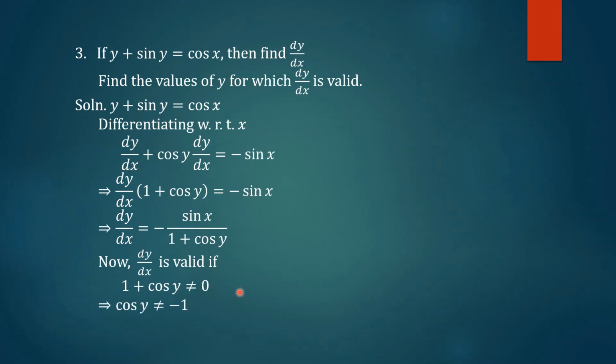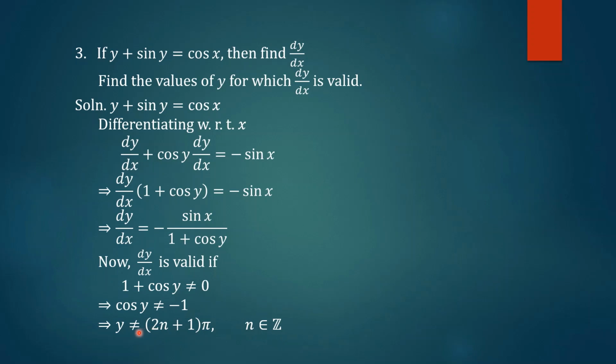From your first year trigonometry section, we have the general solutions for cos theta equal to 1, cos theta equal to minus 1, and cos theta equal to 0. For cos y equal to minus 1, the result was (2n plus 1) times pi. But here it is not equal to, so we write y not equal to (2n plus 1) pi, where n belongs to Z.